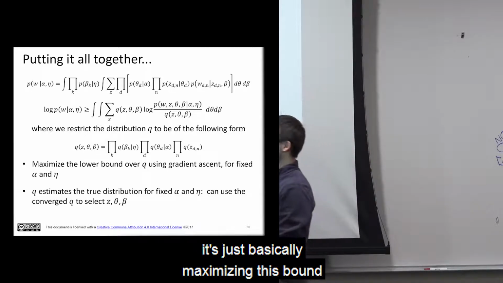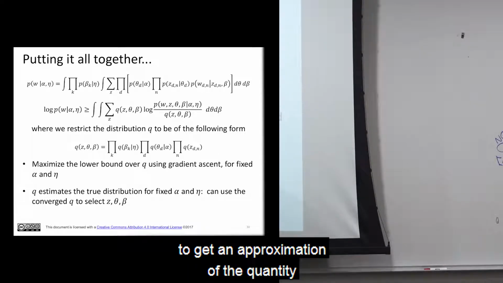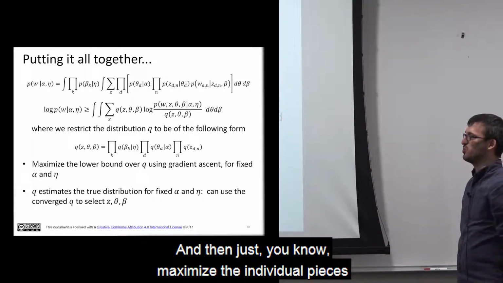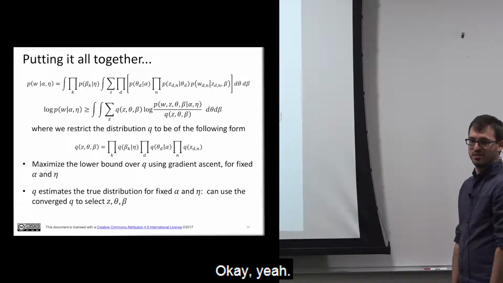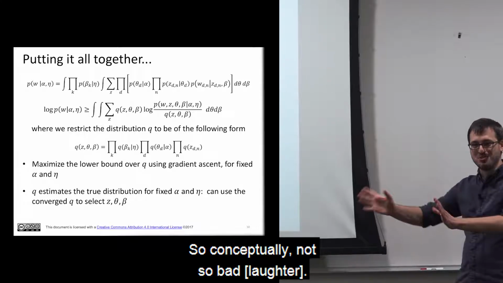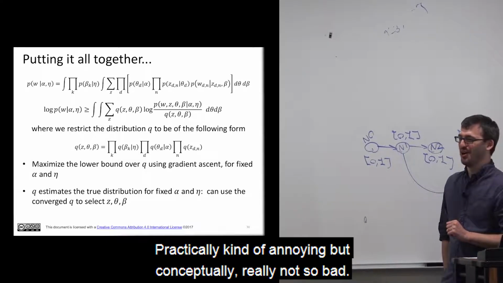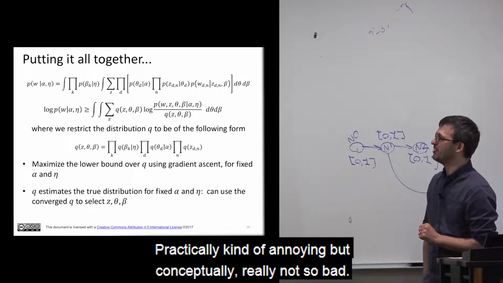For a fixed alpha and eta, though, it's basically just maximizing this bound to get an approximation of the quantity that we're interested in, and then maximizing the individual pieces to figure out the answer. Okay? So conceptually, not so bad. Practically, kind of annoying, but conceptually, really not so bad.